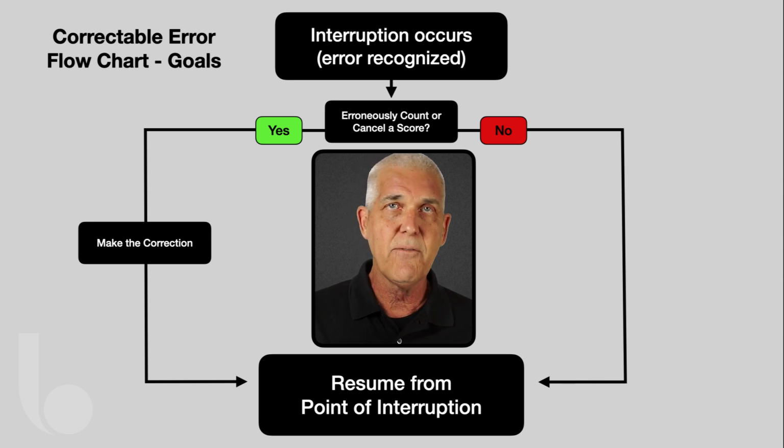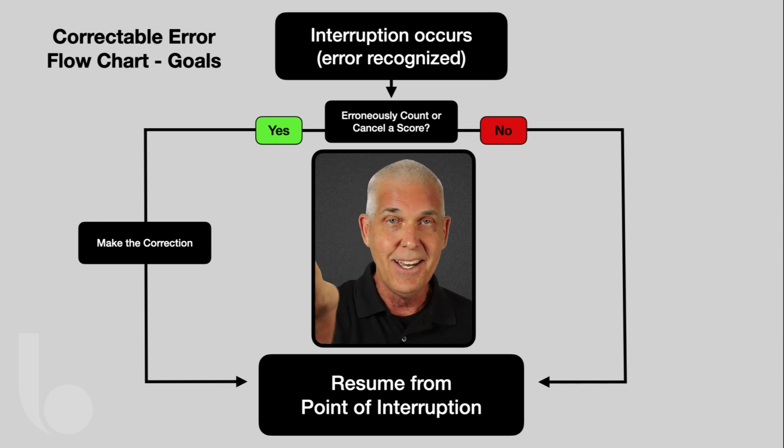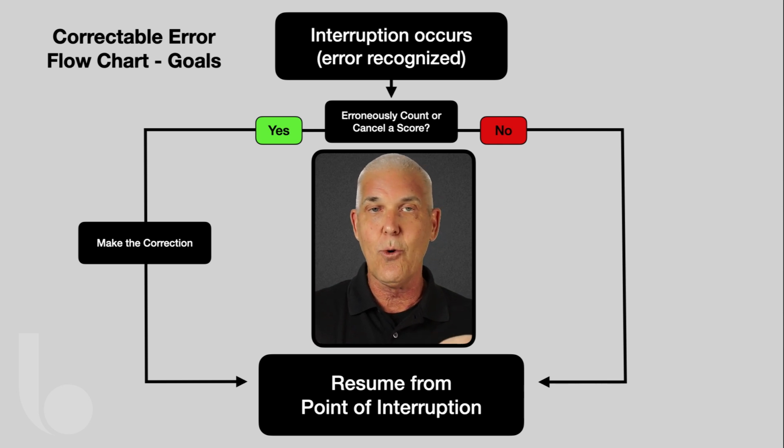Simple. We inadvertently scored a goal when a teammate of the thrower committed basket interference. We are within the correctable error time frame, right? The play has stopped. Coach says, hey, you scored the goal, right? Correct. Yes, we erroneously scored that goal. We should have canceled that goal. It's simple, right? Our flow chart here is really easy. The error is recognized, and if it's erroneously counting or scoring a goal or canceling a goal, it's either yes or no.